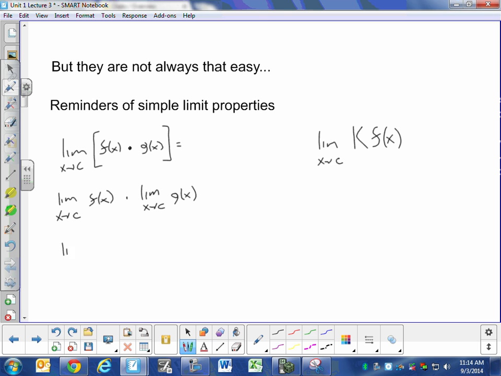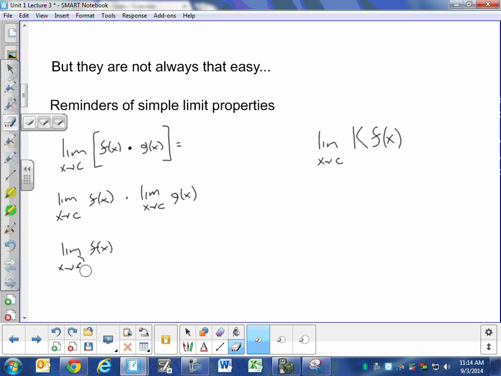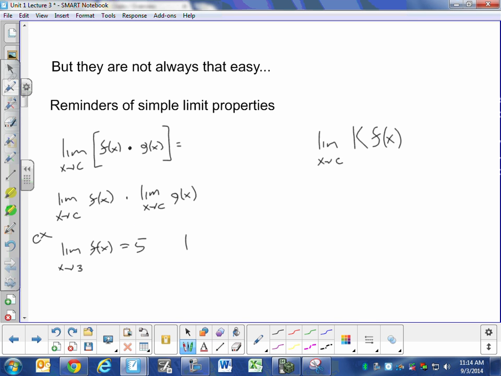Quick example we can do: the limit as x approaches 3 of f of x, if that's equal to 5, this is an example, and the limit as x approaches 3 of g of x is 2. If I asked you to find the limit as x approaches 3 of f of x times g of x all at once, all you would do is say, well, this limit is 5, this limit is 2, this limit therefore is 10.